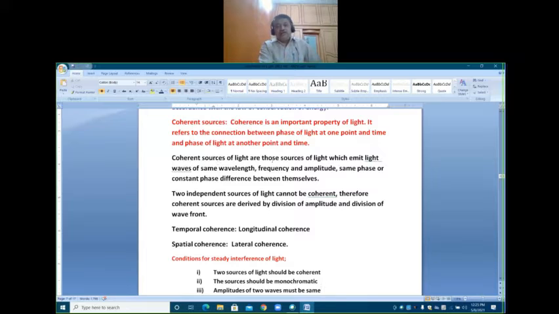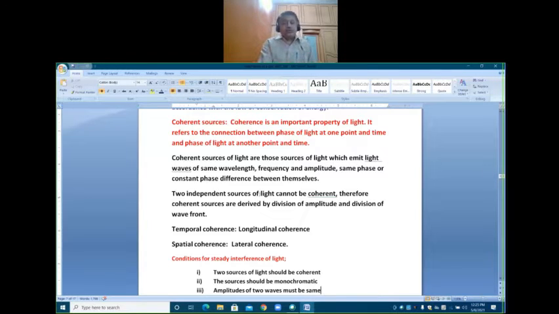The condition is that the two sources of light must emit waves of the same wavelength, same frequency, same amplitude, and the phase must be the same or a constant phase difference between them. In practice, two independent sources of light cannot be identical. So we cannot get two such sources directly in the market. We cannot buy two coherent sources. But for interference we need coherent sources.